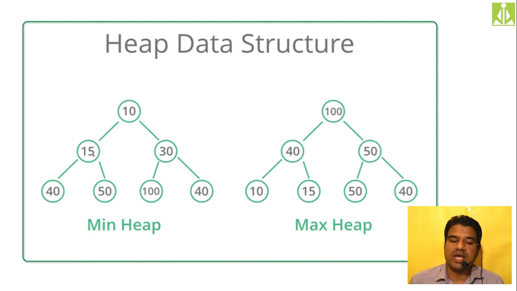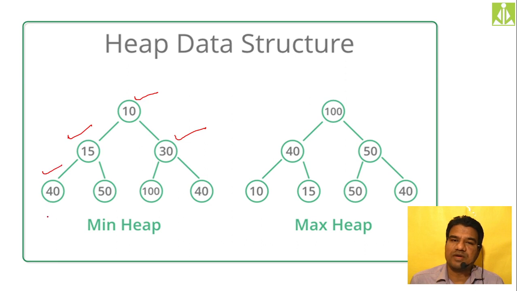Likewise, after considering the whole tree, we go for subtrees. When you are considering this subtree, all the children have larger values and the root node has the minimum value. Here also the same thing: all children have larger values, and the root has the minimum because it is a minimum heap.